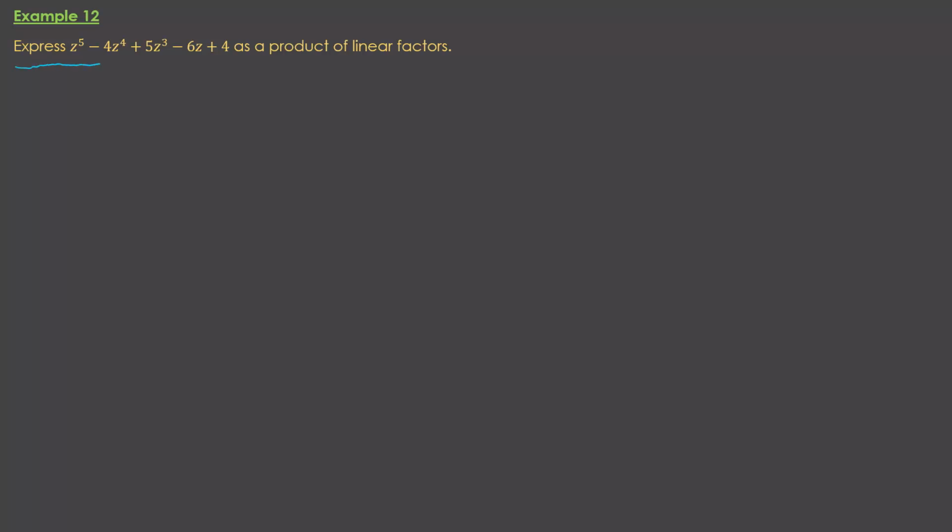Express z to the 5 minus 4z to the 4 plus 5z cubed minus 6z plus 4 as a product of linear factors. So we're going to use the factor theorem here. F of z is z to the 5 minus 4z to the 4 plus 5z cubed minus 6z plus 4. Now really, I need to try to find 3 linear factors. So let's start with, we've got a 4 at this end, so 1, 2 and 4, plus or minus all of those things I need to consider.